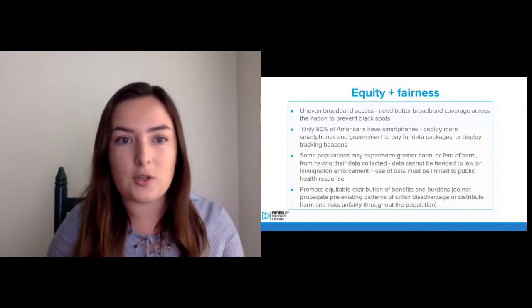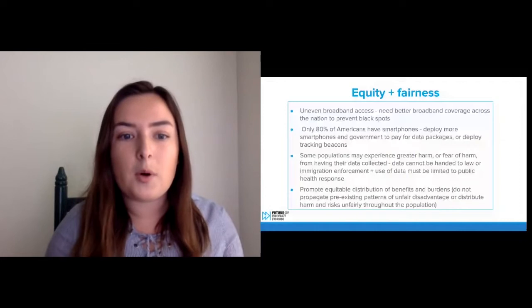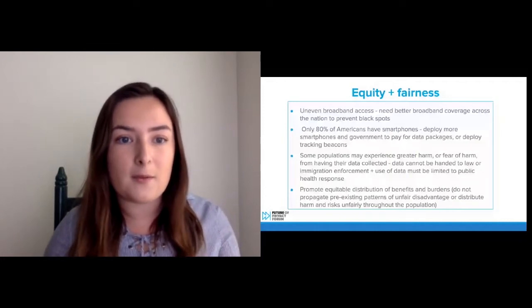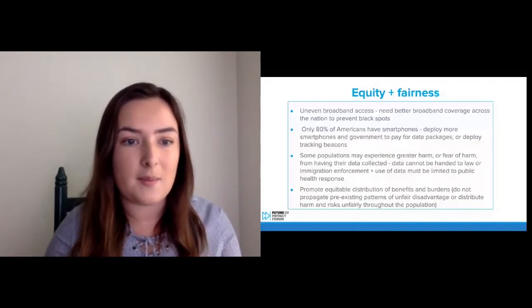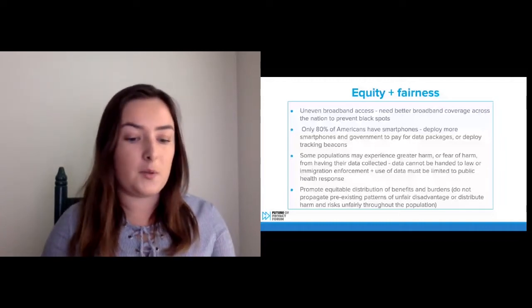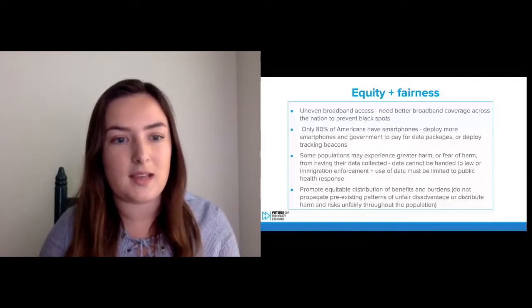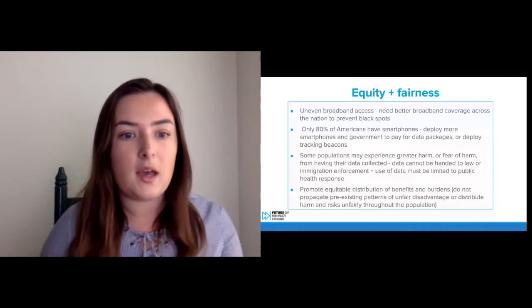And then beyond lack of access to adequate technology to actually utilize these apps, some populations are more fearful of downloading the apps in general because of negative experiences with law or immigration enforcement, and concern about negative consequences happening to them, so lack of trust.